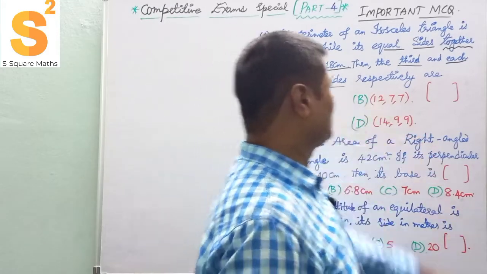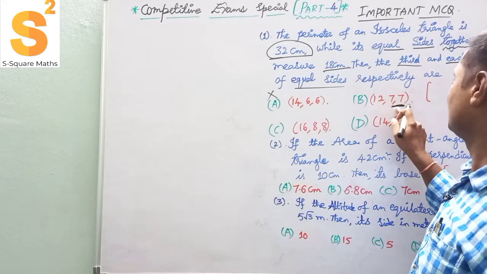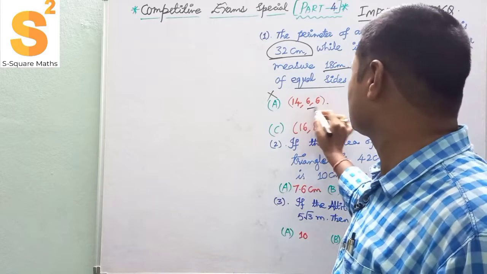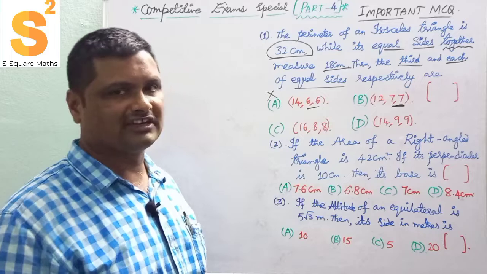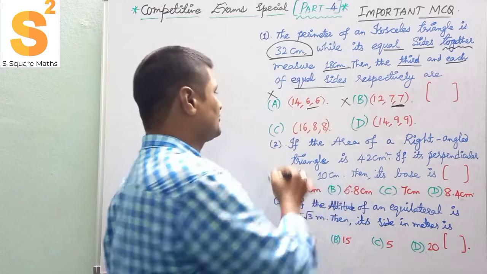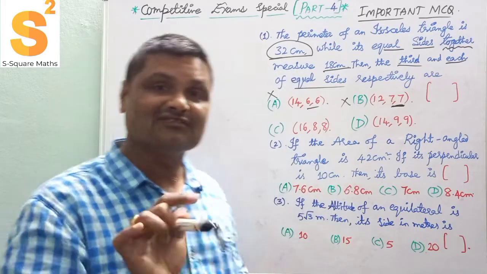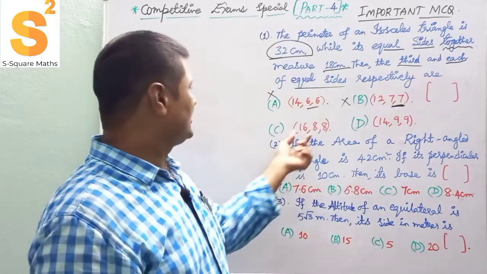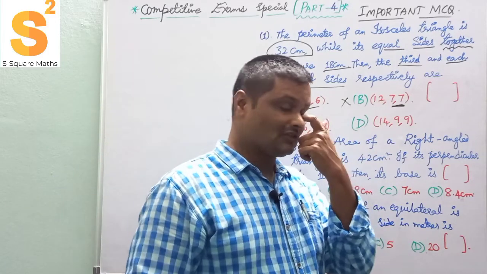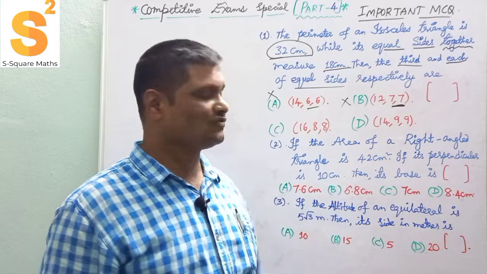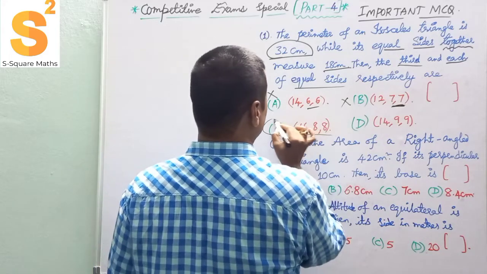Next, 12, 7, 7. Even though this is also an isosceles triangle, the perimeter should satisfy, and again here it is not equal to 32. B option is also failed. Next, coming to C option, 8 plus 8 is 16, 16 plus 16 is 32. But here we have to check whether C option holds good or not. So let us wait there and go for the D option. 9 plus 9 is 18, 18 plus 14 is 32. Now it's a case where we have to check for C and D options.